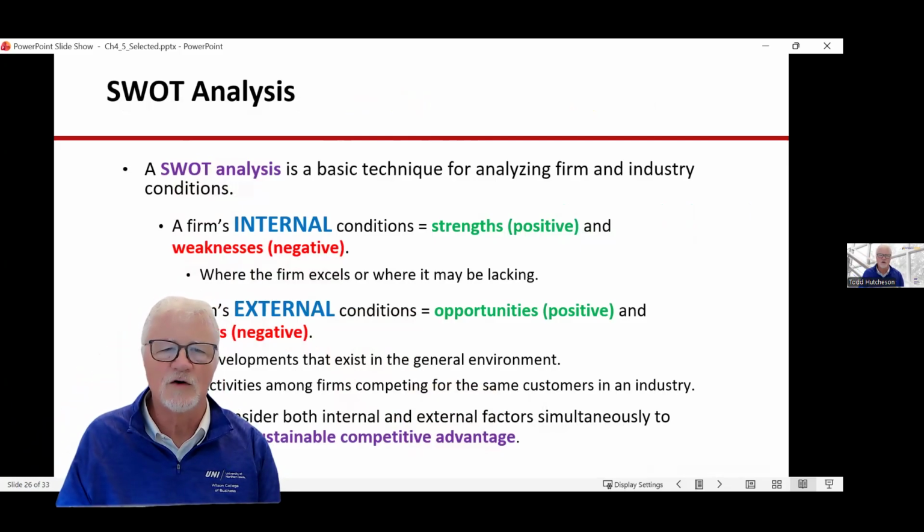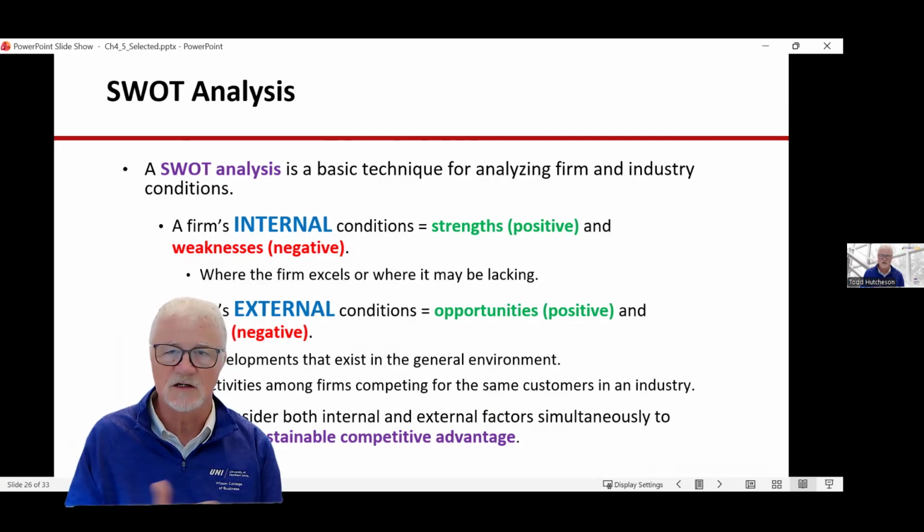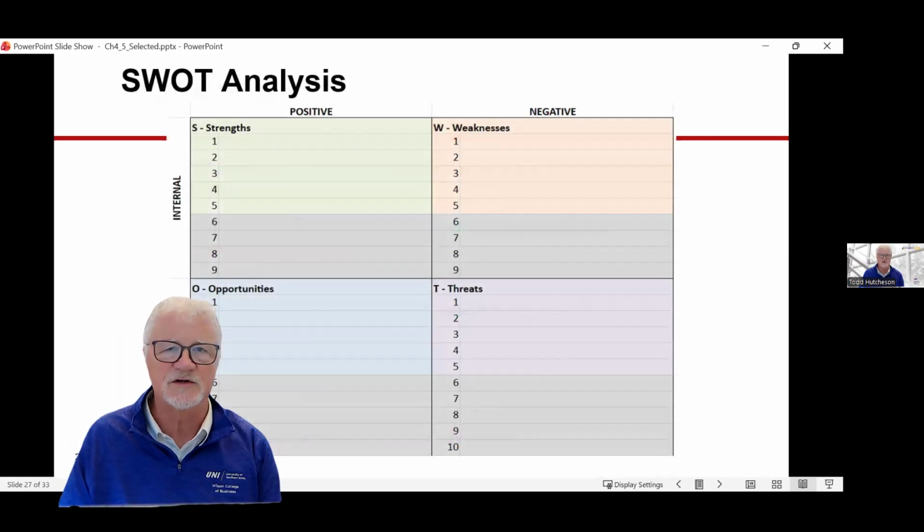We must consider both internal and external factors at the same time to develop a competitive advantage. We can't just focus on internal. We can't just focus on external. We can't just focus on positive, and we can't just focus on negative. We have to look at it holistically to be able to come up with a strong strategic plan.